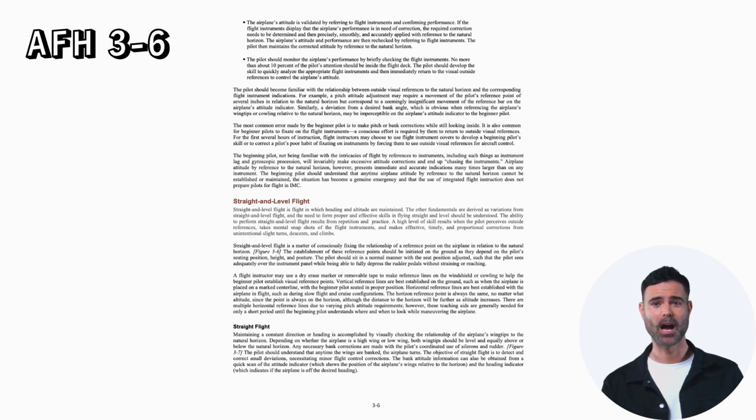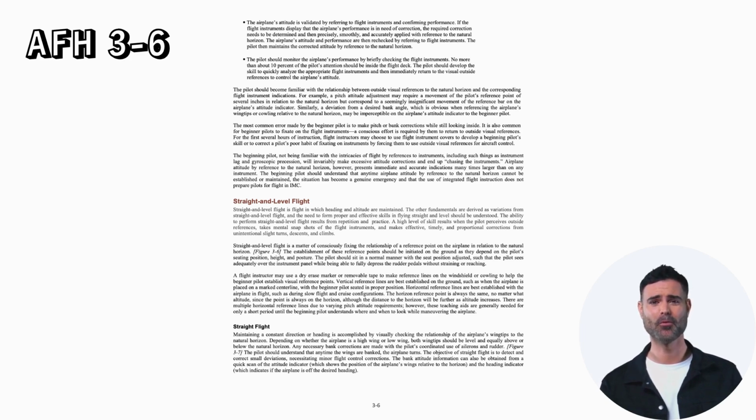For the first several hours of instruction, flight instructors may choose to use flight instrument covers to develop a beginning pilot's skill or to correct a pilot's poor habit of fixating on instruments by forcing them to use outside visual references for aircraft control. The beginning pilot, not being familiar with the intricacies of flight by reference to instruments, including such things as instrument lag and gyroscopic precession, will invariably make excessive attitude corrections and end up chasing the instruments.